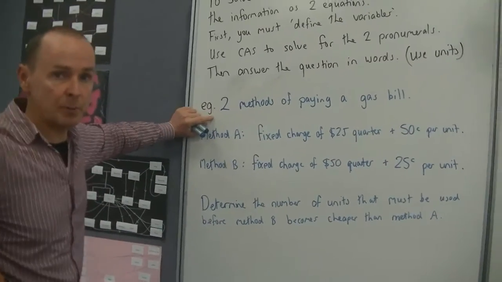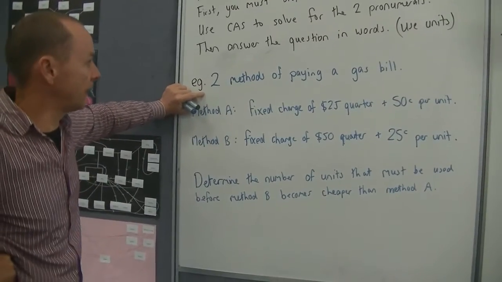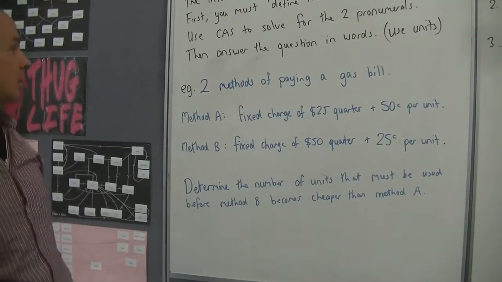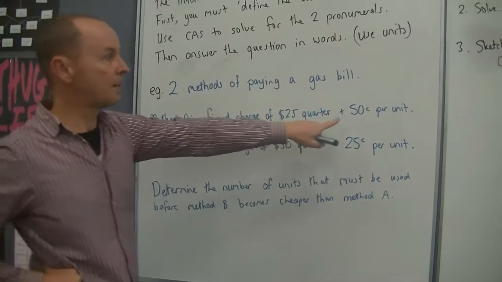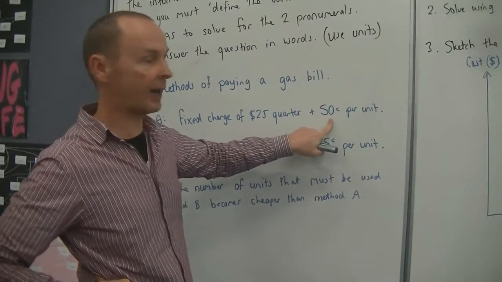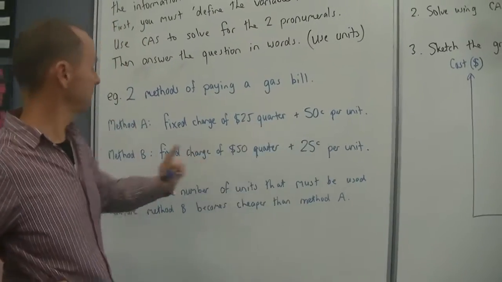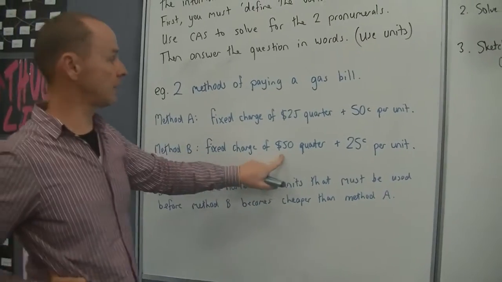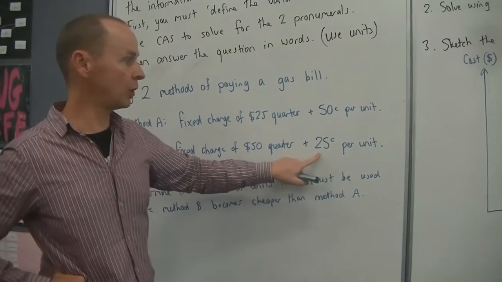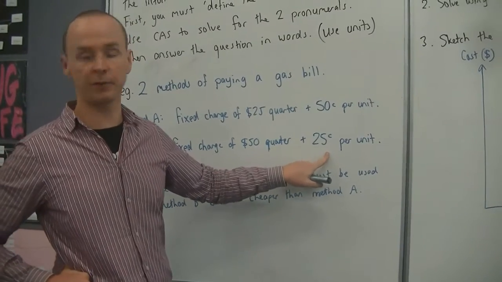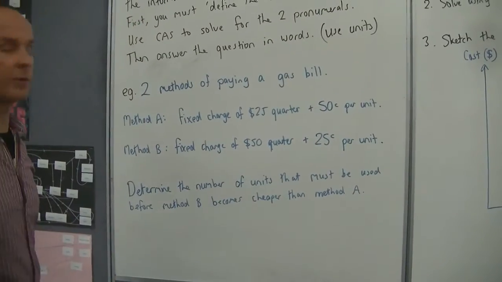Alright, here's a very common question that we get in SACs. This is straight from the textbook, so if you need extra help, go back to that. Two methods of paying a gas bill. Method A, you've got a fixed charge of $25 a quarter, but then the unit usage of the gas is 50 cents, so it's higher. Method B, you've got a more expensive quarterly charge, but then the cost per unit is less, it's half as much. So there's two different methods of paying.